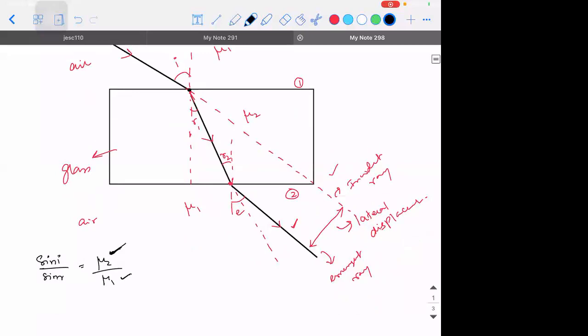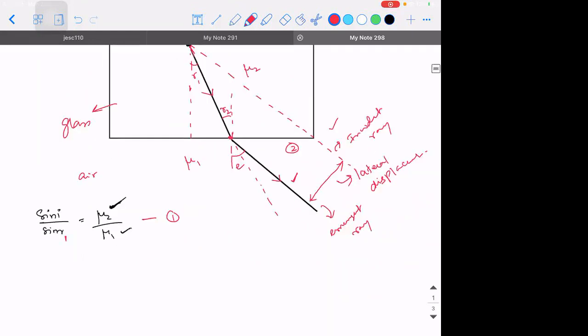So tell me, if I apply Snell's law at boundary 1, how should I apply the formula? Sin I divided by sin, what should I write? Sin R1, correct? Is equal to mu2 divided by mu1. Accepted? Yes, sir. Similarly, how do I apply Snell's law at this boundary? Let me see whether you understood or not. This is at boundary 1.